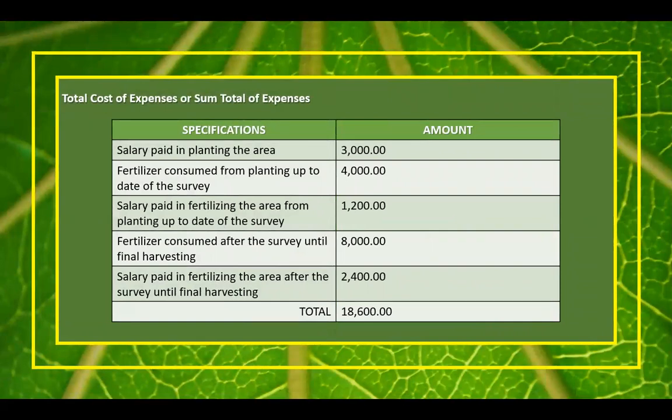Okay, so our total cost of expenses, or sum total of expenses, we have the specification and the amount. So salary paid in planting the area, we have 3,000 pesos. Fertilizer consumed from planting up to date of the survey is 4,000 pesos. Salary paid in fertilizing the area from planting up to the date of survey is 1,200 pesos. We have also fertilizer consumed after the survey until final harvesting, we have 8,000 pesos. And the last, salary paid in fertilizing the area after the survey until final harvesting is 2,400 pesos. So the total amount or the sum total of expenses is 18,600 pesos.